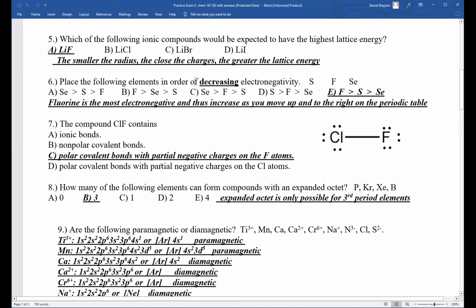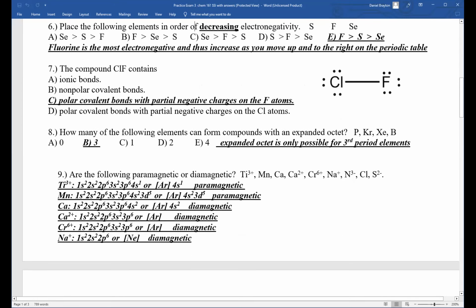Then between C and D, it's just where are the charges. So this one kind of asks everything. Do you know covalent bonding? Do you know Lewis structure? Do you remember electronegativity and that there's polarity to the bonds? So it's a question that's sort of easy, but hits a lot of topics.